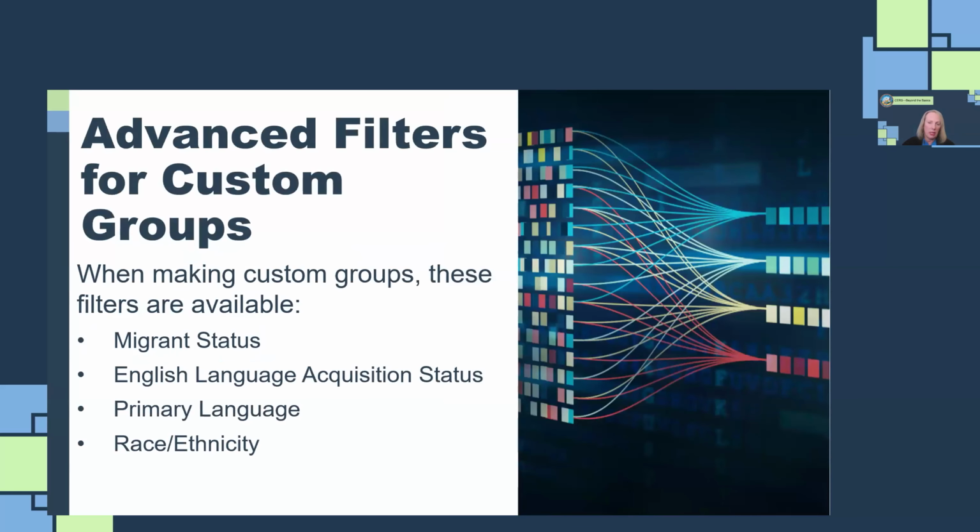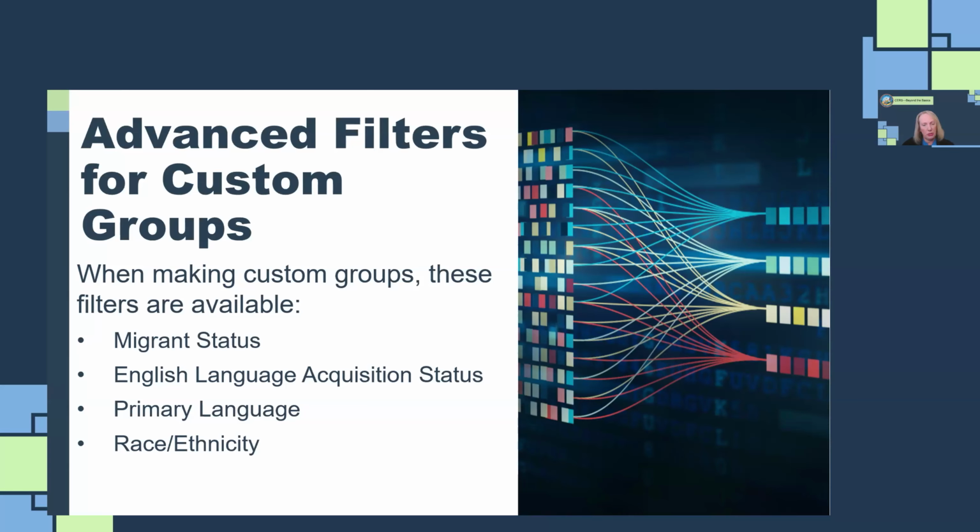Now, custom groups can be created with the help of advanced filters in CERS. And the filters include migrant status, English language acquisition status. That's a mouthful, especially in the late afternoon, saying that a couple times fast. We usually refer to that as ELAS, so English language acquisition status, ELAS. And that's going to include your English only, your English learner, initial fluent English proficient students, your reclassified fluent English proficient students, and also to be determined students.